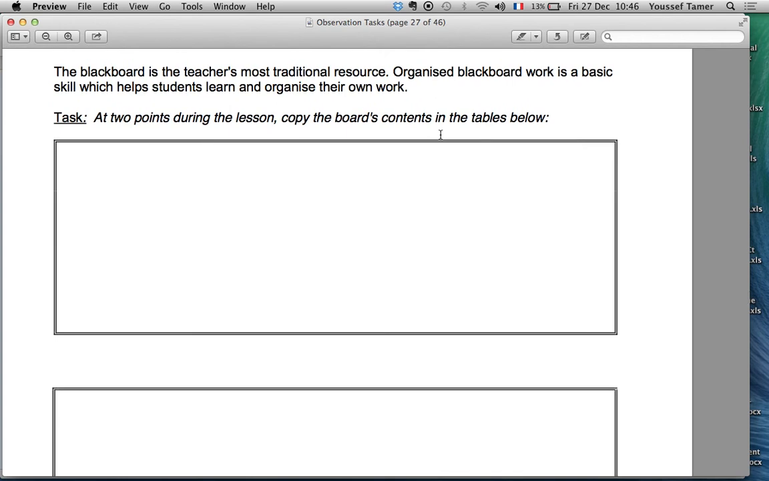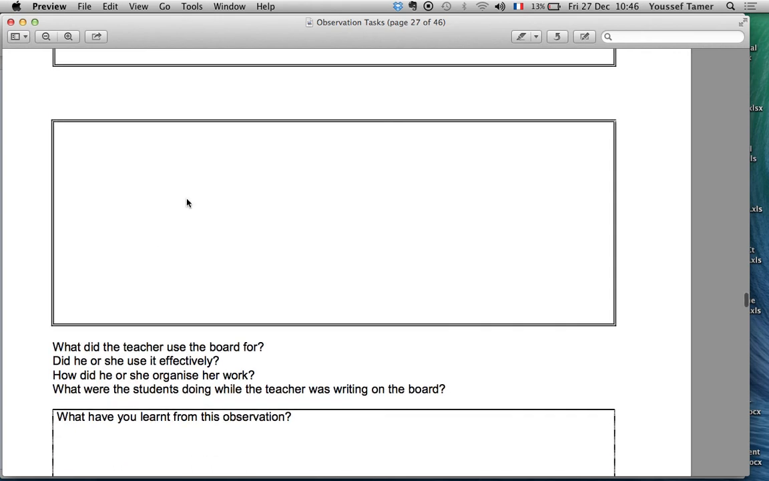At 2 points, copy the board's contents in the tables. This is the board, okay? You're going to copy and put it in here. And then the second time, copy and then put it in here.